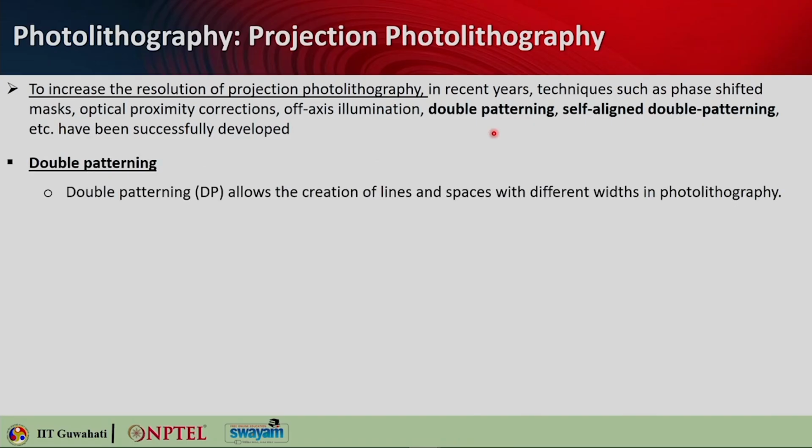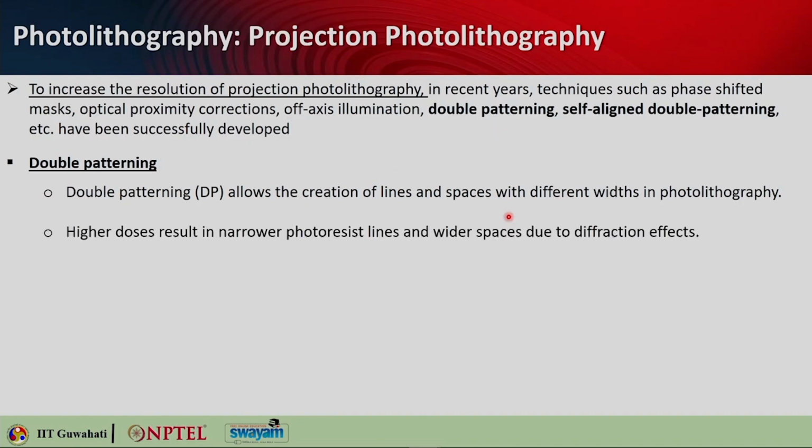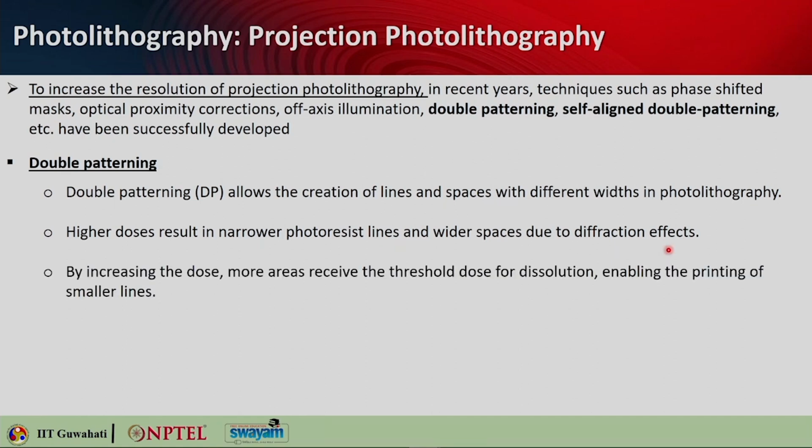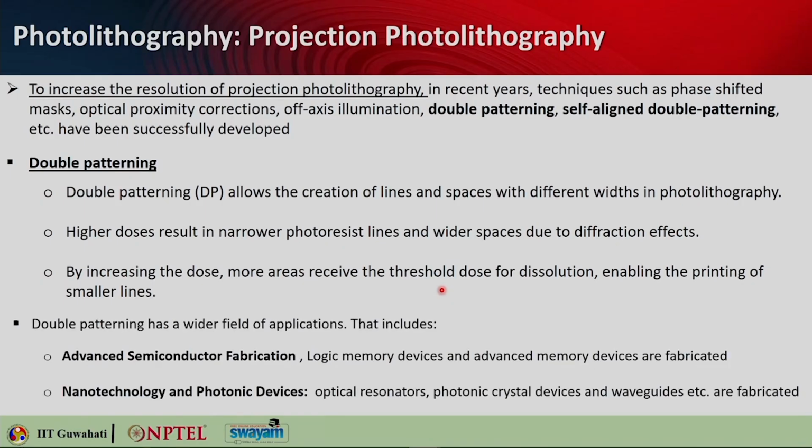So, double patterning allows the creation of lines and spaces with different widths in photolithography. Higher doses result in narrower photoresist lines and wider spaces due to diffraction effects, and by increasing the dose, more areas will receive the threshold dose for dissolution, enabling the printing of smaller lines.